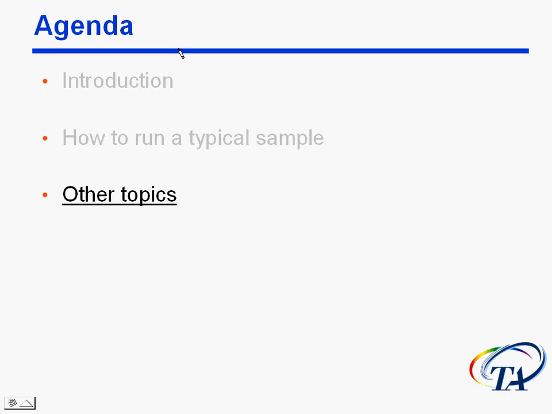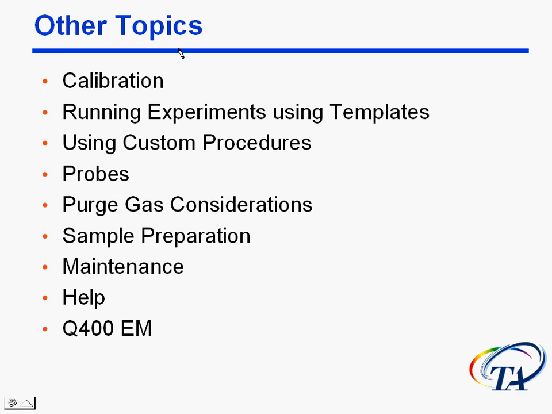Some of the other topics we're going to cover: things like calibration, running experiments using templates instead of using the wizard, using custom procedures, and probes. What probes do we use? How do we change probes, etc. We'll talk about purge gas considerations a little bit more. We've already talked briefly about sample preparation. We'll touch on that again. And then we'll talk about some maintenance and then some help. And then lastly, we're going to do the Q400 EM. I saved that for last because some people don't have the EM version. And obviously, if you don't want to listen to that, you don't have to.